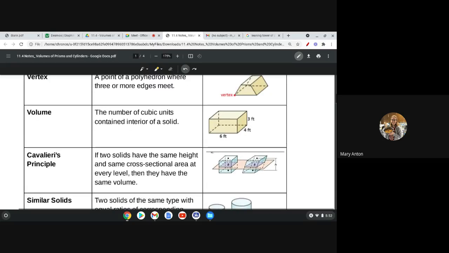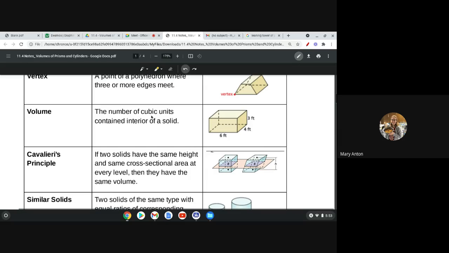And volume is the number of cubic units contained in the interior of a solid. So it's how many cubes can fill a space up. And we know that volume can also be measured by liquid.